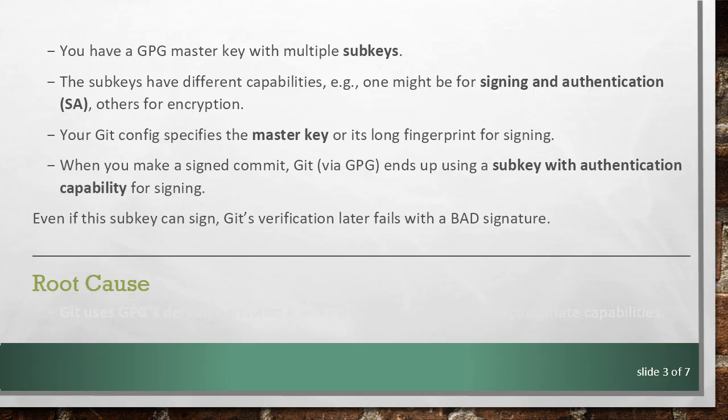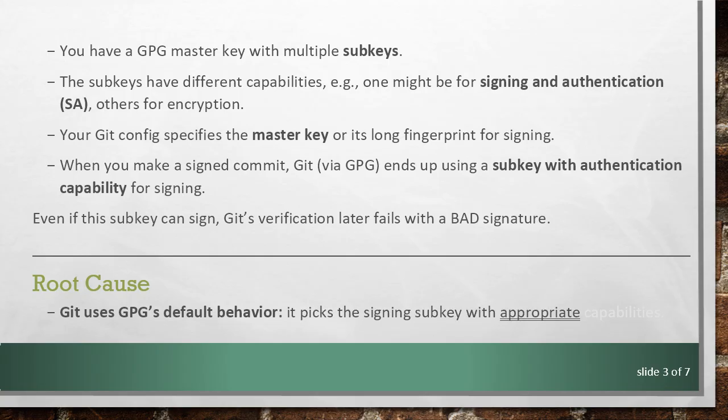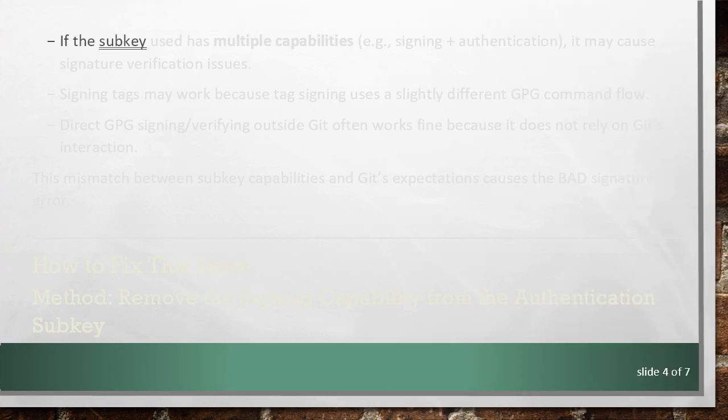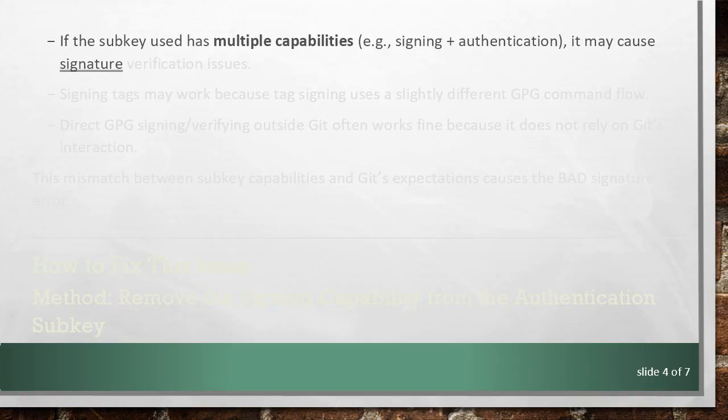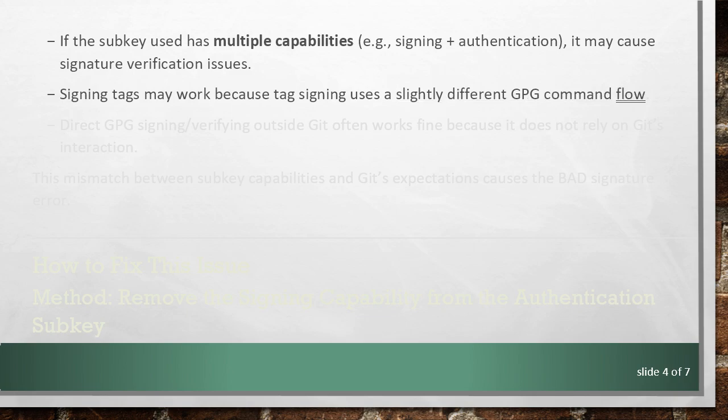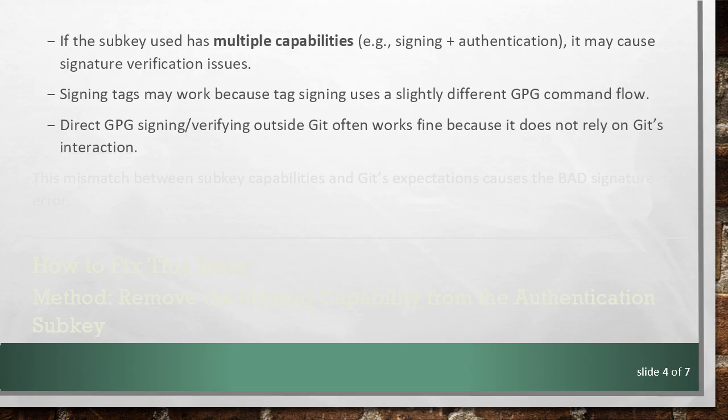Root cause. Git uses GPG's default behavior. It picks the signing subkey with appropriate capabilities. If the subkey used has multiple capabilities, example signing plus authentication, it may cause signature verification issues. Signing tags may work because tag signing uses a slightly different GPG command flow. Direct GPG signing and verifying outside Git often works fine because it does not rely on Git's interaction. This mismatch between subkey capabilities and Git's expectations causes the bad signature error.